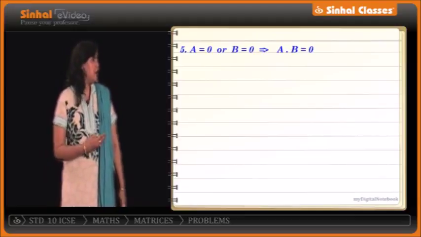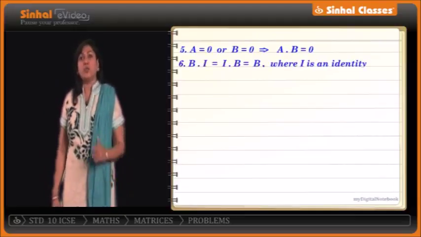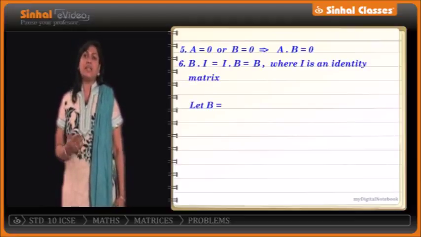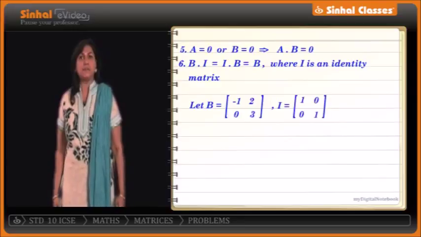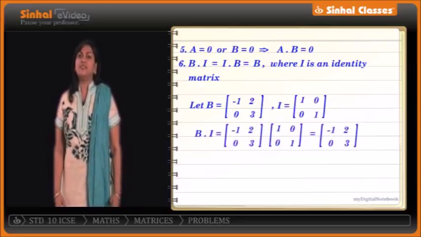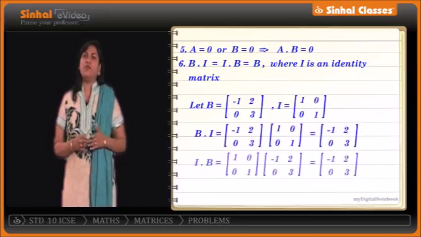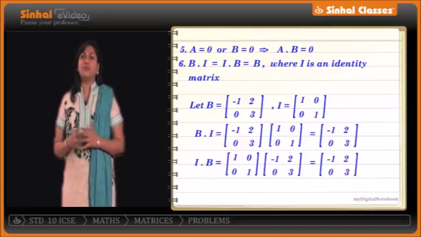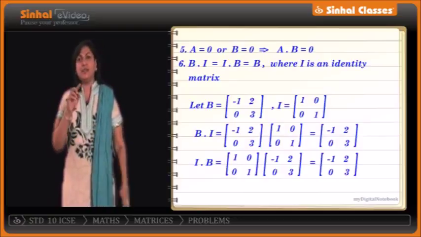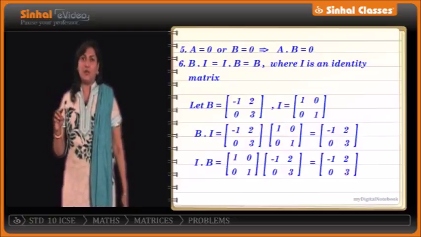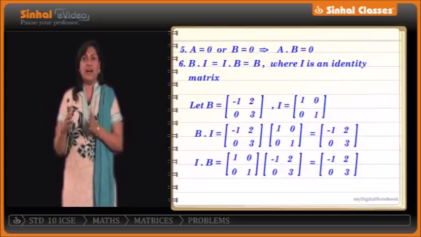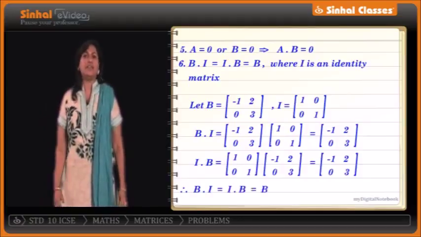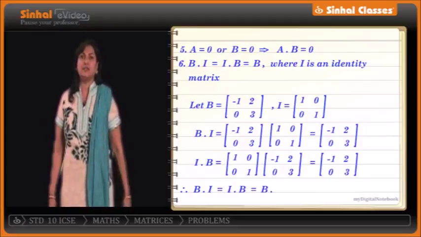Now next one, B into I, where I is an identity matrix. Will it be the same as I into B? You can check this out. Take two matrices, B of order 2 by 2, I again of order 2 by 2. You remember what I will be? I will be 1, 0, 0, 1. So multiply B with I and then multiply I with B. We have to get the same answer as B.